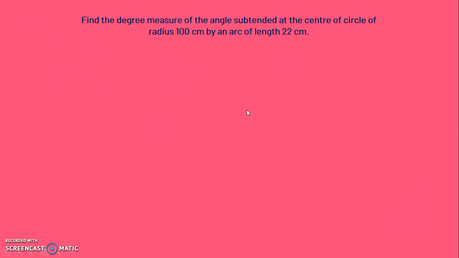So the fifth problem is, find the degree measure of the angle subtended at the center of the circle of radius 100 centimeter by an arc of length 22 centimeter. So here the radius and the arc length are given. So your radius r is equal to 100 centimeters, that is given data, and your arc length is 22 centimeter, that is also given in the problem.